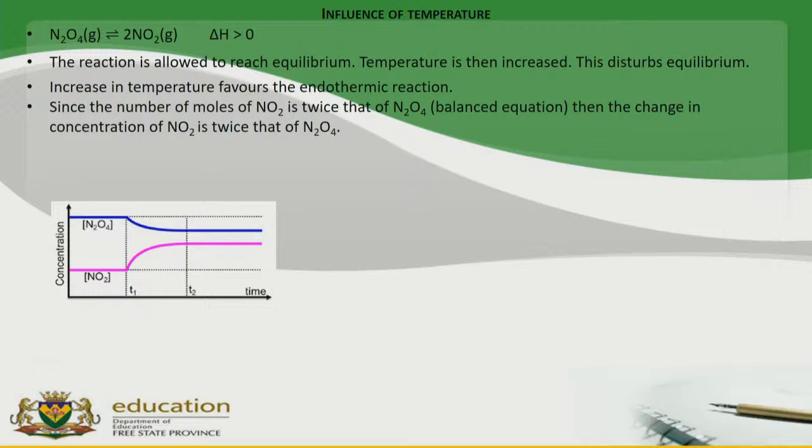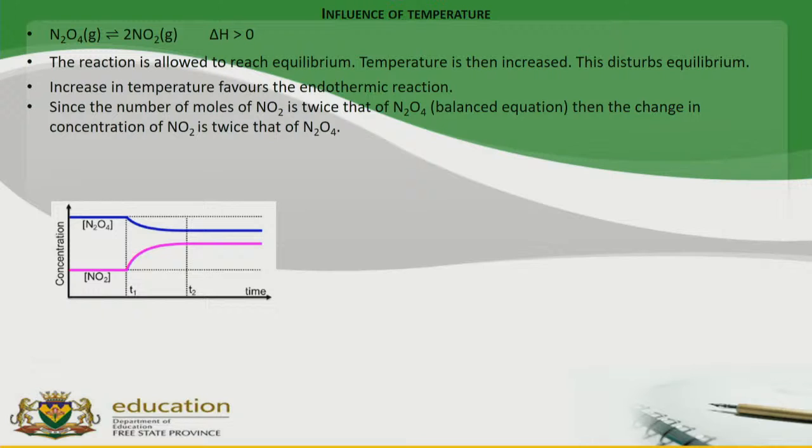Why is the forward reaction favored? Because the forward reaction is the endothermic reaction. So if the forward reaction is favored, what happens to the amount of NO2? It means the amount of NO2 will increase and the amount of N2O4 will decrease. That means the concentration of NO2 will increase and the concentration of N2O4 will decrease.